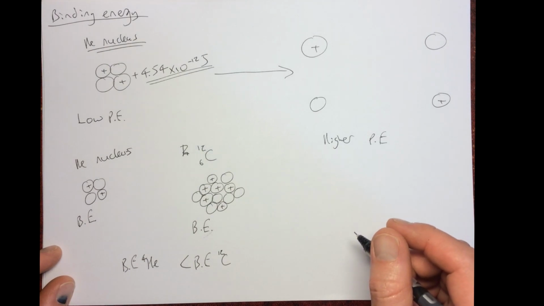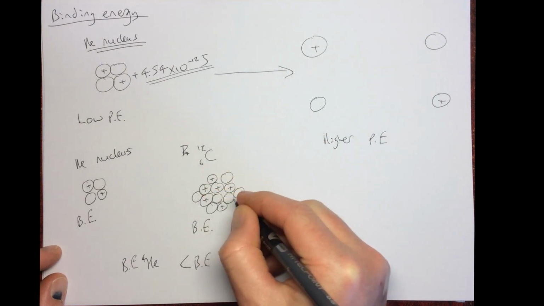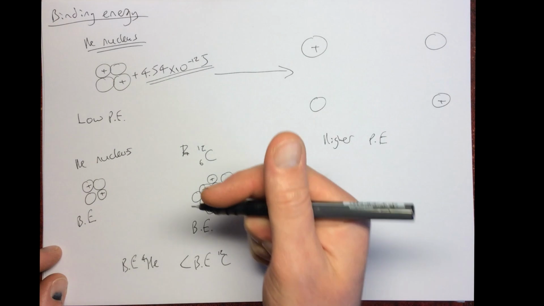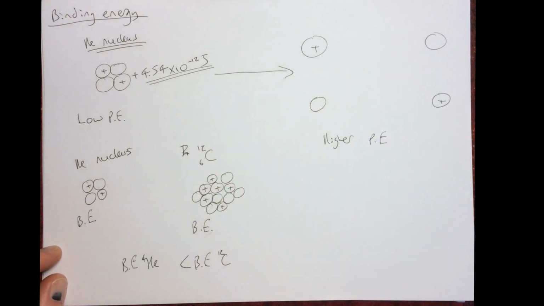They're held together by the strong force, okay? And obviously, each of these nucleons is going to require some force to remove it from the nucleus. And in order to apply that force, you've got to supply some energy. So every one of these nucleons is going to require some energy to remove it from the nucleus.